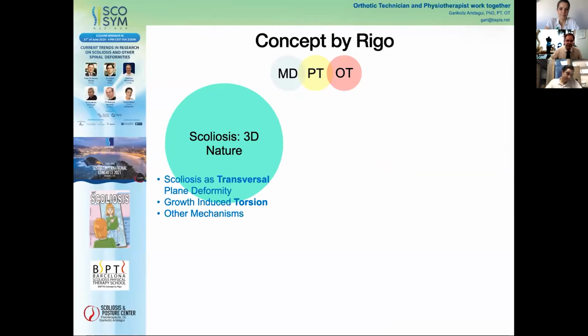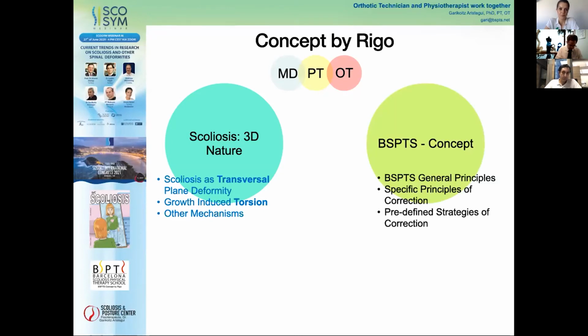to have the same knowledge, or to improve the knowledge that we have about scoliosis, because scoliosis is a 3-dimensional progression and a 3-dimensional pathological structure. Scoliosis has a transversal plane deformity. Before, we learned about growth, torsion and other mechanisms.